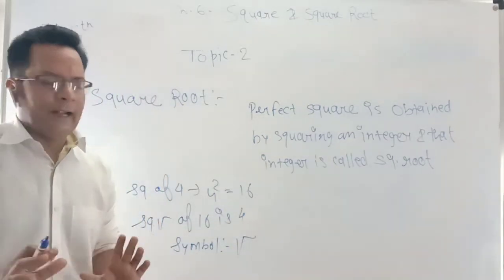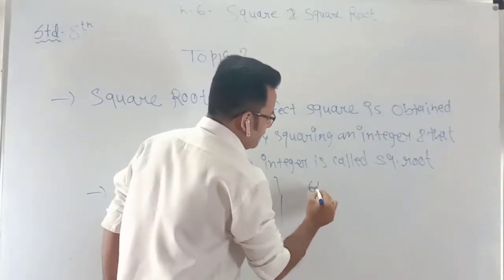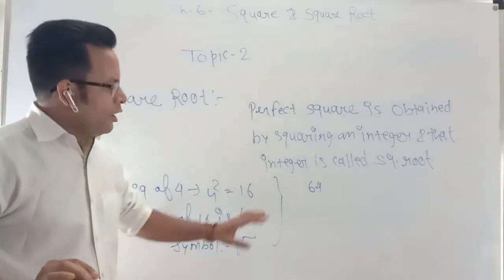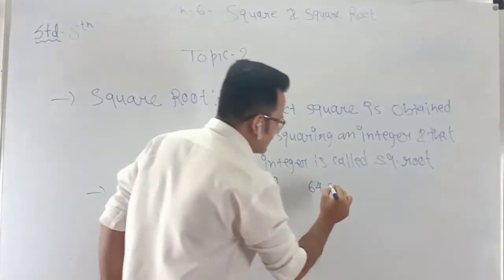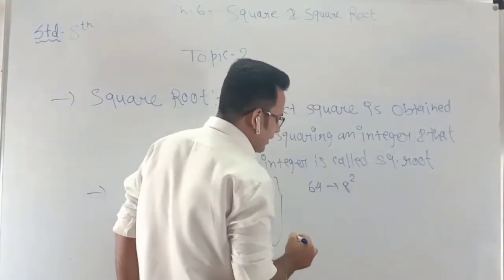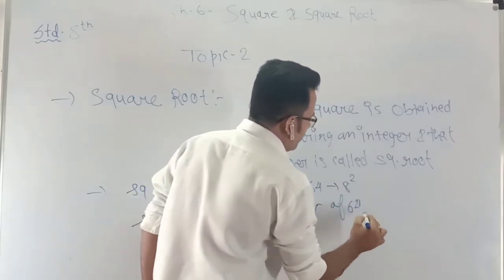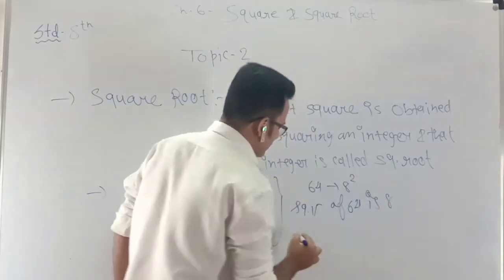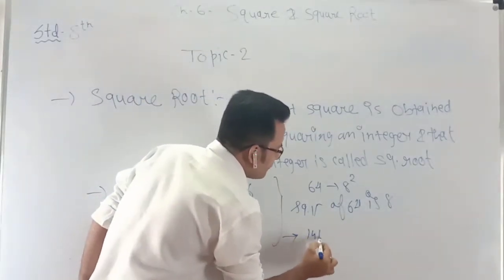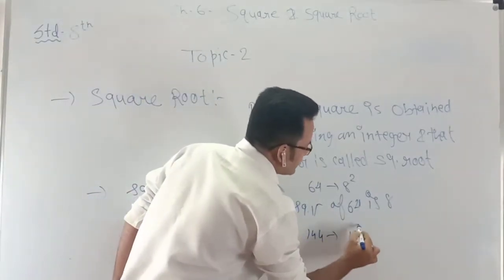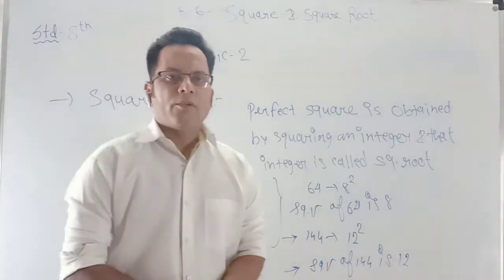So whenever you have to find the square root of any number, suppose here 64 is written. It is so easy. You just tell me that 64 is the square of which number? 64, you know, it is 8 square. So the square root of 64 is 8. One more example we take here. Suppose here 144 is written. So 144 is 12 square.